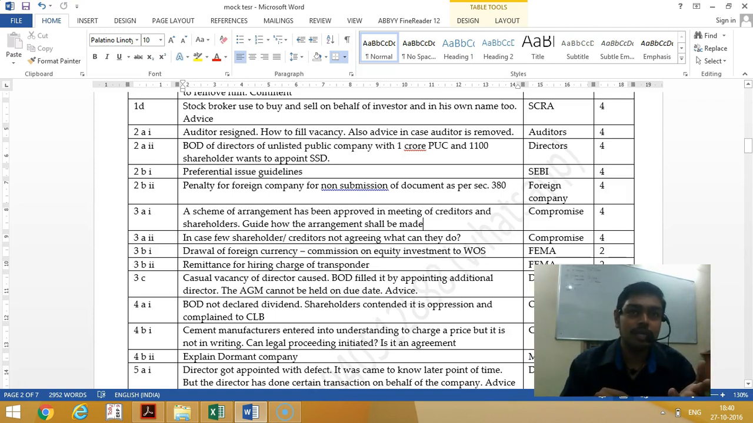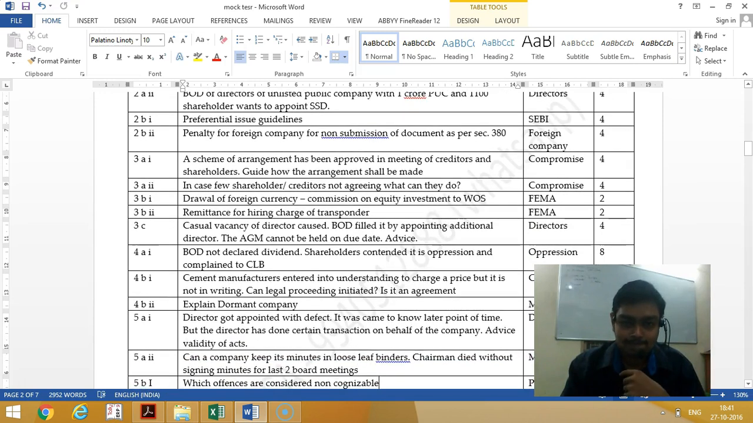What kind of guidance should you get from the court? More than 15% in numbers and having 70% in value. Short question this time. Then, in case a few shareholders or creditors are not agreeing, what to do? Don't worry. If this resolution is passed, even if a few shareholders are not agreeing, don't worry. But this kind of resolution has to be passed.